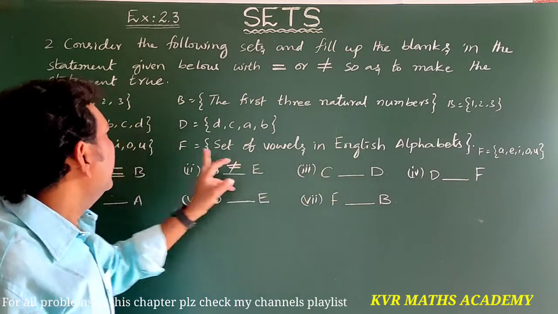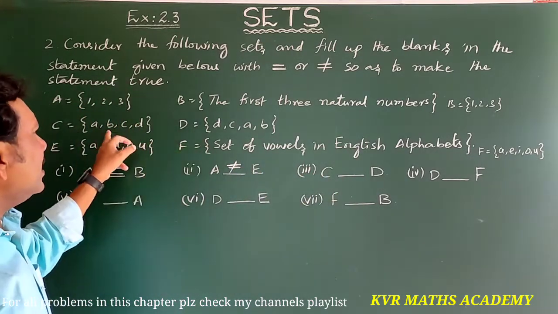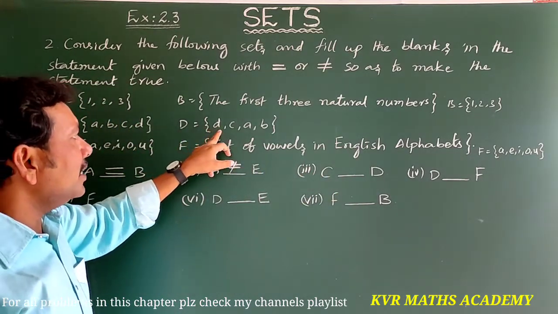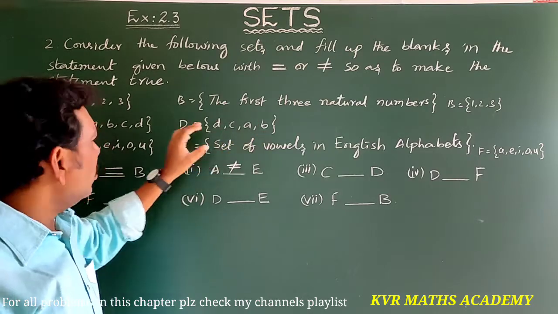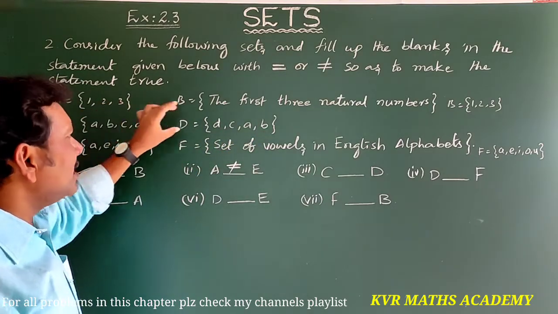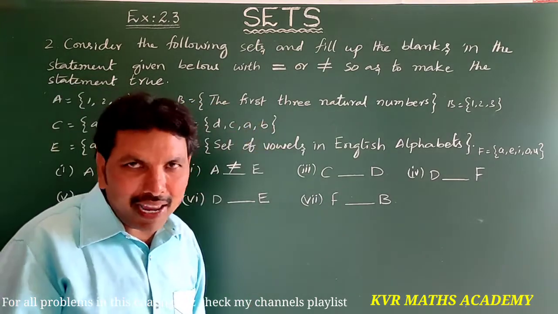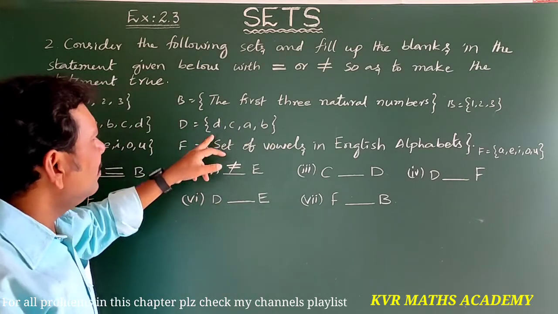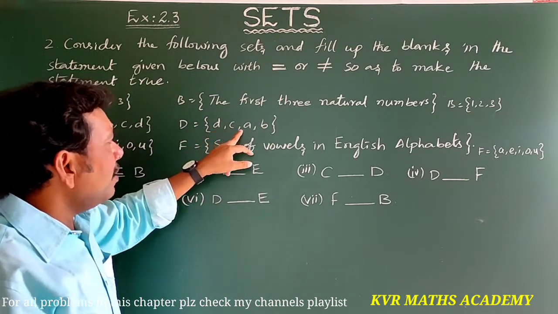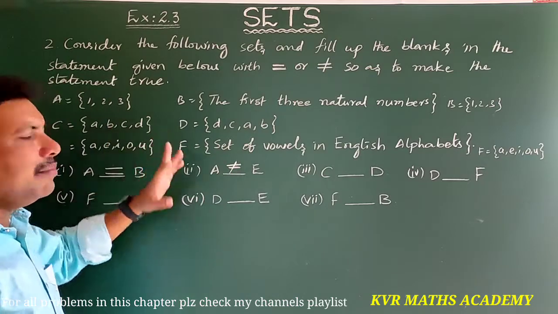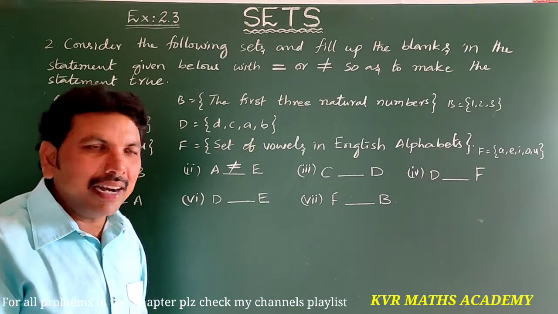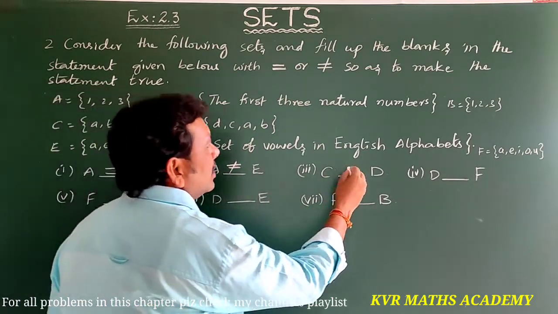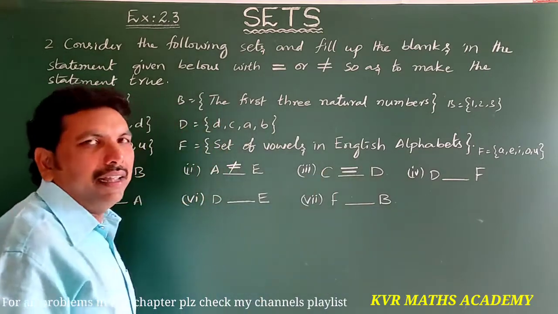Next, C and D. C is A, B, C, D and D is D, C, A, B. So here all the elements in C and all the elements in D are equal, isn't it? Here A, B, C, D is there. Here also A, B, C, D is there. Right? Yes, so this C is equal to D, clearly.